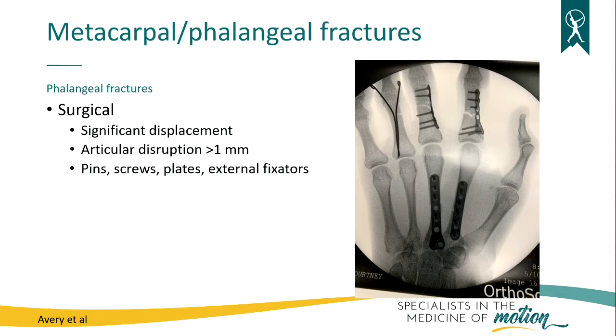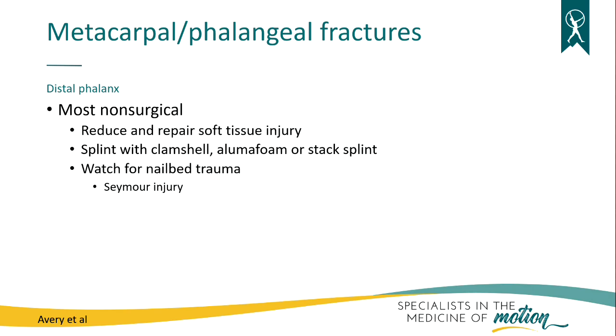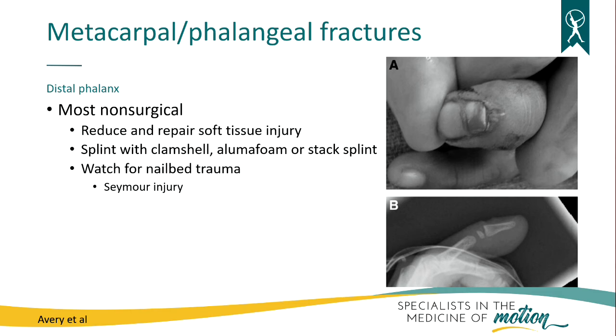Phalangeal fractures, metacarpal fractures, again, multiple ways to fix these, but the key is that we want to stabilize the hand, make sure that we can get a patient to therapy quickly and start moving them to accelerate their rehab. You may come into more contact with the distal phalanx fractures. Most of these are non-surgical and can be treated with clam shells, aluminum foams, or stack splints, but you need to watch out for the Seymour injury in a young athlete. They may get hit with a softball or a baseball, and this is a Salter-Harris 2 fracture that technically is open. And we most often will treat these surgically with some urgency just to prevent osteomyelitis or defects to the growth plate and nail bed.